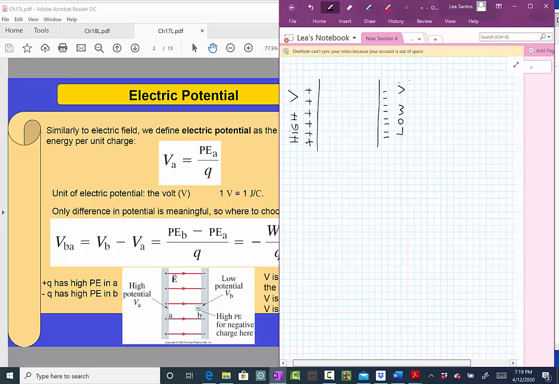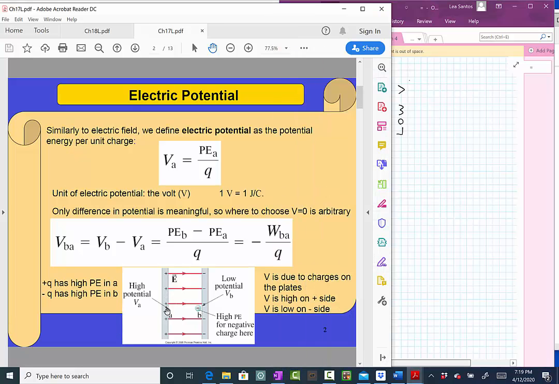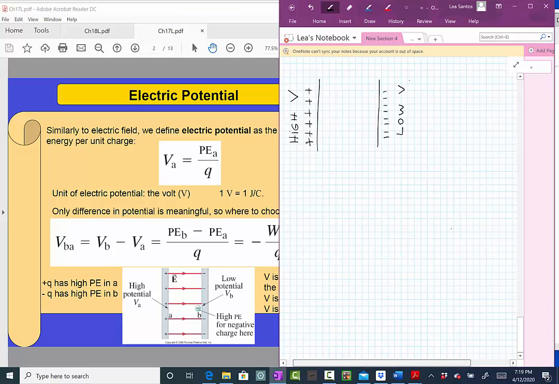Remember what we said before in the previous slide. If we are dealing with a positive charge, the positive charge goes from the high potential to the low potential. Now I'm going to play with a negative charge. So here I have my negative charge. My negative charge moves from low V to high V.